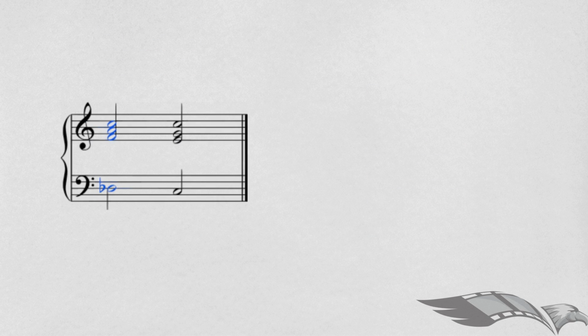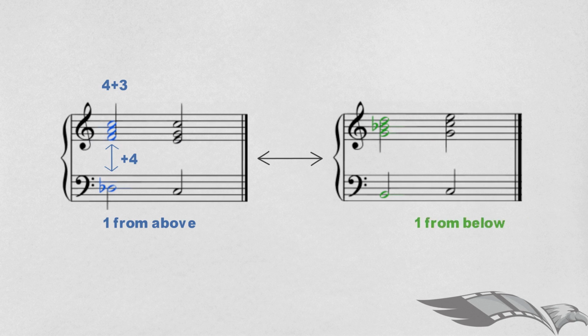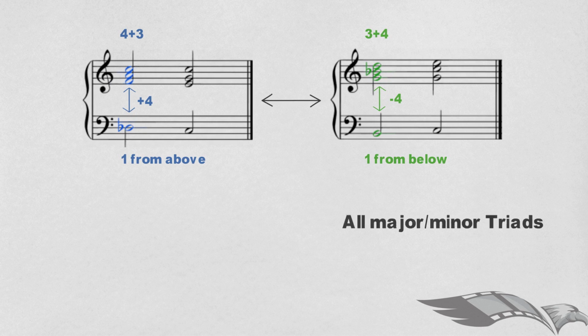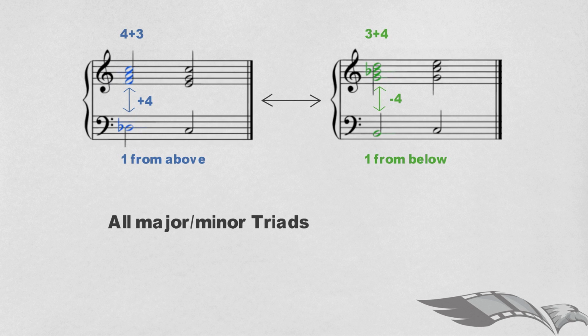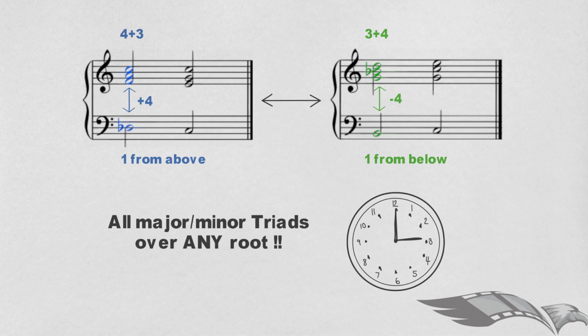Let's have another example. From now on, you are able to translate any major or minor triad over literally any root tone into negative harmony within just seconds. Pretty cool, right?